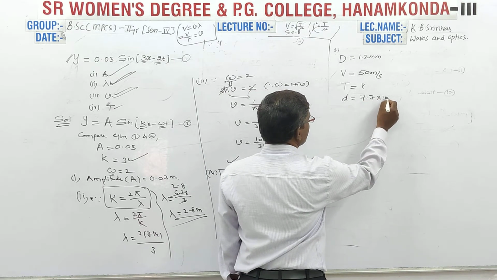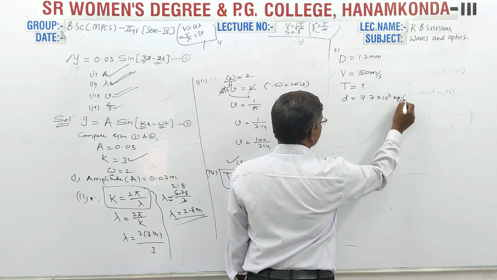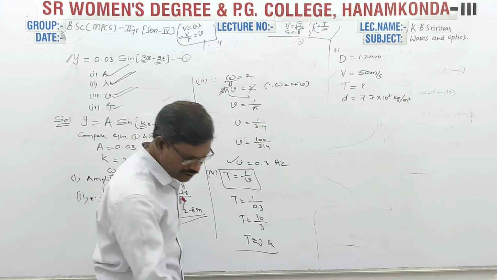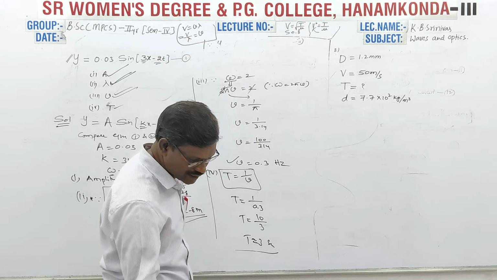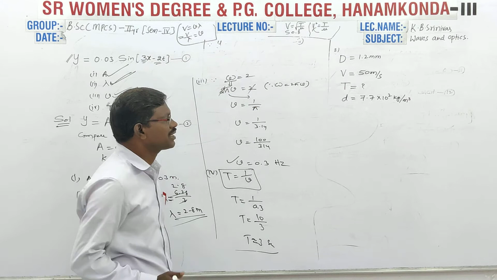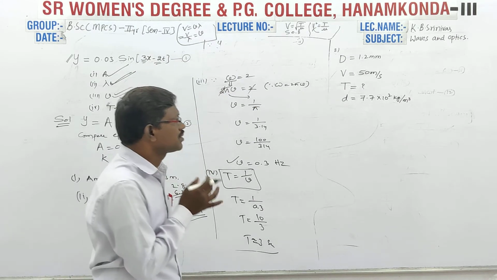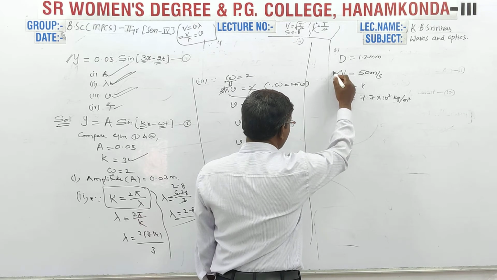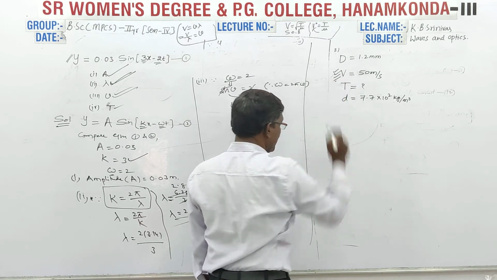7.7 into 10 to the power of 2 kilogram per meter cube. So this is about the problem. They have given density, they have given velocity, they have given diameter of the wire, they are asking the tension of the wire. So this is about transverse wave. They are mentioning the velocity of transverse wave.